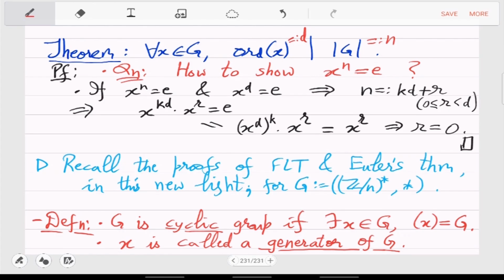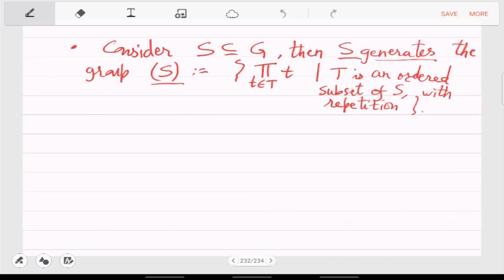We have stated this theorem, we have not proved it, I think, that the order of an element divides the order of the group. So we'll prove that today. If we have no questions, then let's start a new subtopic, which is subgroups.